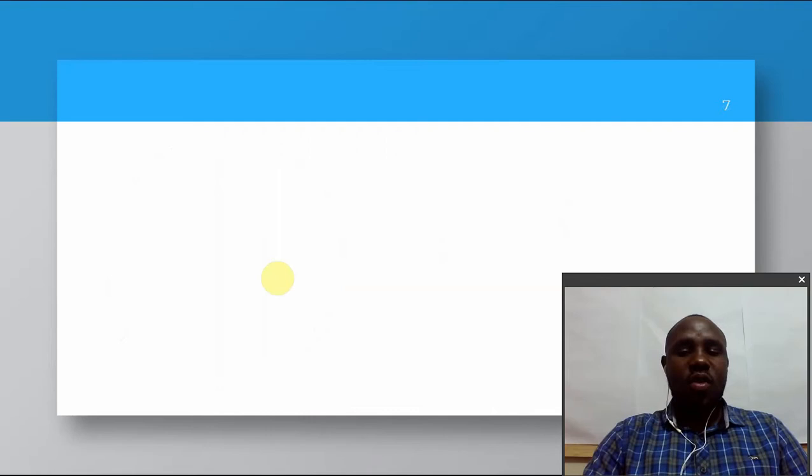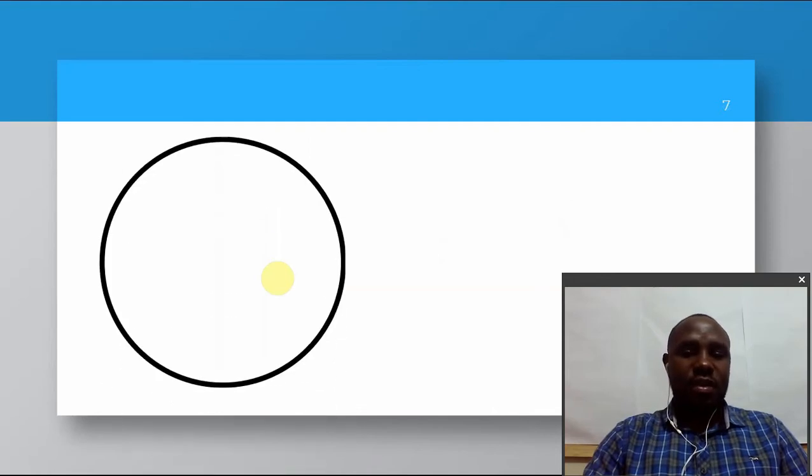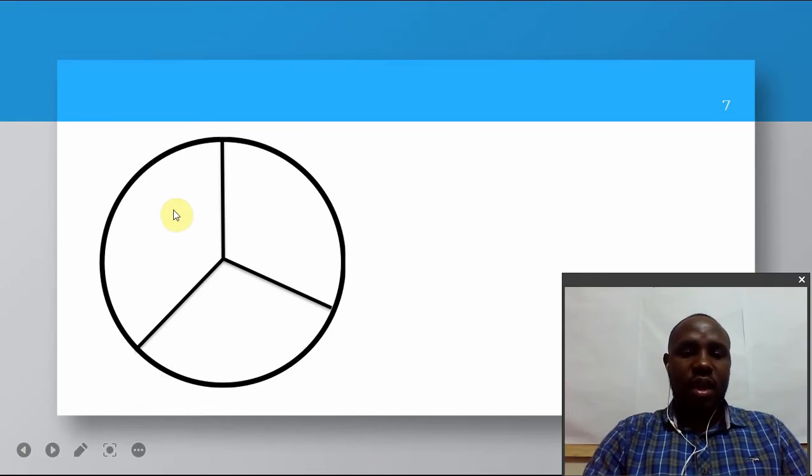Let's go on. I have another one. Another one is there, and I'm going to divide it also. Oh, I've cut it. Oh, I've divided it into three equal parts. We have 1, 2, and 3. Those are three equal parts. Now what I'm going to do next, I'm going to shade.